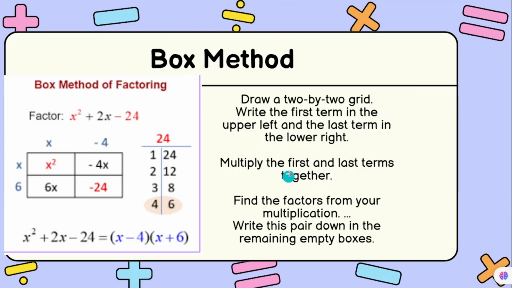Next, box method. Draw a 2x2 grid, write the first term in the upper left and the last term in the lower right. Multiply the first and last terms together, find the factors from your multiplication, and write this pair down in the remaining empty boxes. So again, this is like the distributive method, but box. Interesting, right?